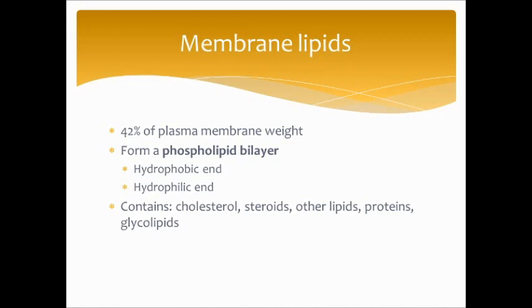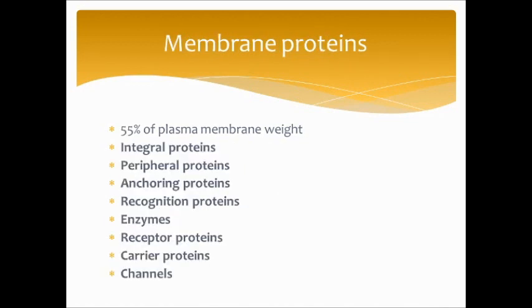The lipids involved in the plasma membrane include cholesterol, steroids, and some other lipids. There are also some proteins and glycolipids within the plasma membrane as well. So let's talk about the membrane proteins. They're actually more abundant than the membrane lipids. They compose about 55% of the plasma membrane weight. So there are many different types of membrane proteins.